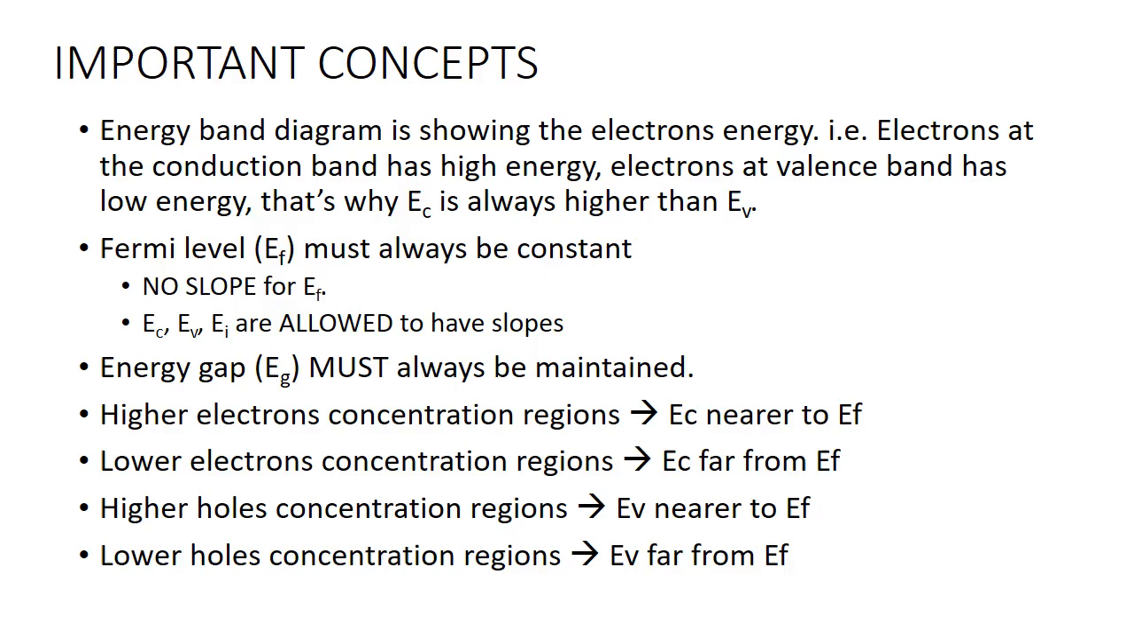Right. And I write all this down for you guys to read and to remember the important concepts of how to draw the band diagram. So you must always remember that your band diagram is actually showing the electron's energy. And electrons at conduction band has the higher energy, electrons at valence band has lower energy, and your Fermi level is showing the electron energy. And the Fermi level must always be constant. Tak boleh langsung ada kecerunan.